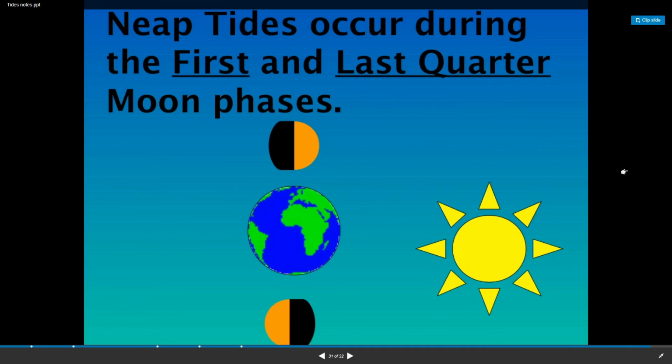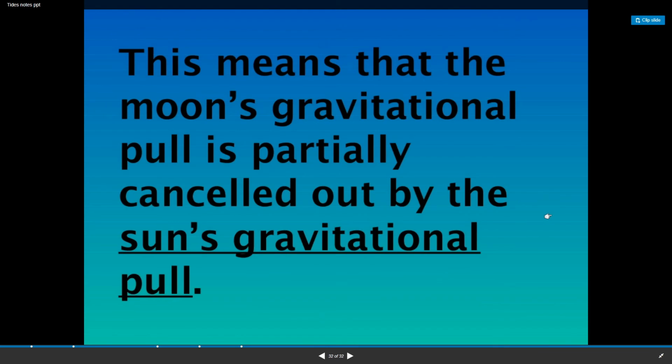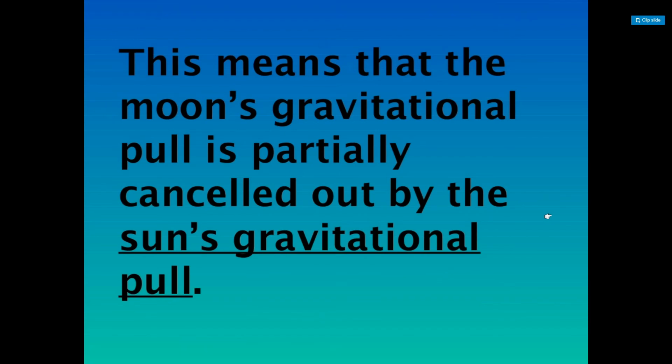Neap tides occur during the first and last quarter of the moon phases. So whenever you see a first quarter moon or a third quarter moon, so you can see 25 or 50% of what's lit up in the sky, the waves at the ocean and the tides will not be as severe because the moon is pulling in this direction and it's pulling in this direction, but the sun is still having a gravitational effect here and here. So they are essentially working against each other. This means that the moon's gravitational pull is partially canceled out by the sun's gravitational pull.